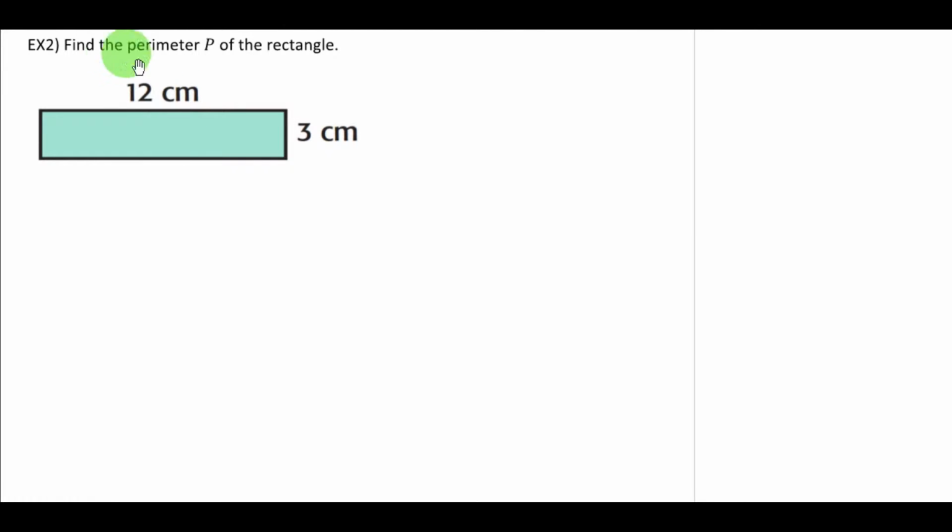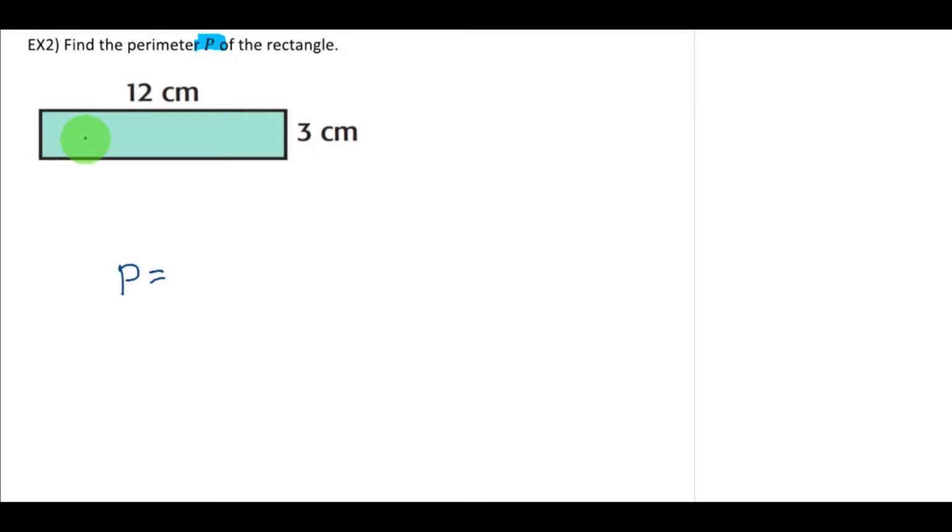Alright guys, in this next problem, we're asked to find the perimeter of the rectangle. So let's highlight capital P, and actually let's go and write that below. So we have the perimeter of this rectangle. Well, one way to find the perimeter is to add up all four side lengths.